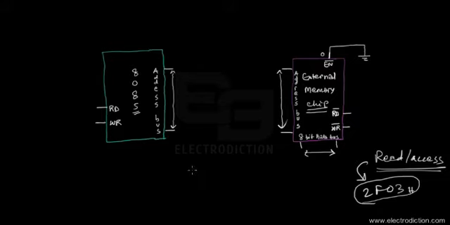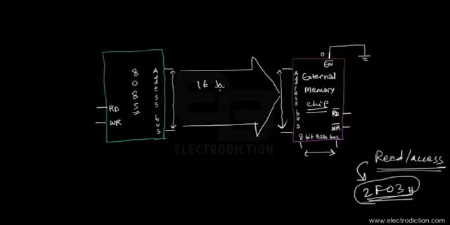So first it needs to send an address, this particular memory address whose data it wants to access. So it's going to send the memory address right over here through its 16-bit address bus. Okay, so it just sends the 16-bit memory address. We're going to write that down over here. And the address is of course 2F03H.